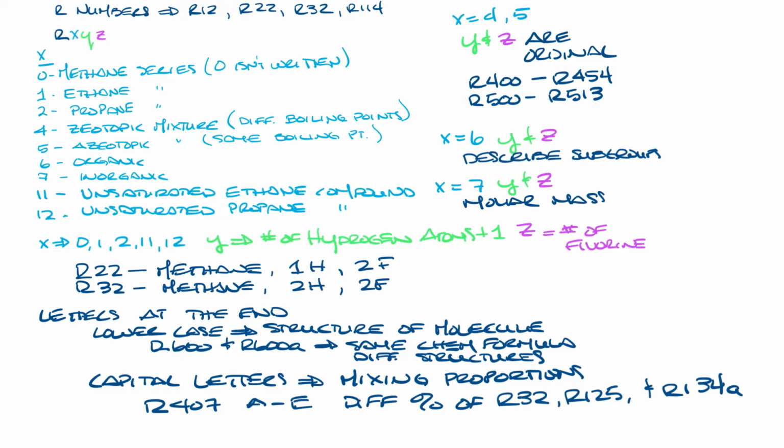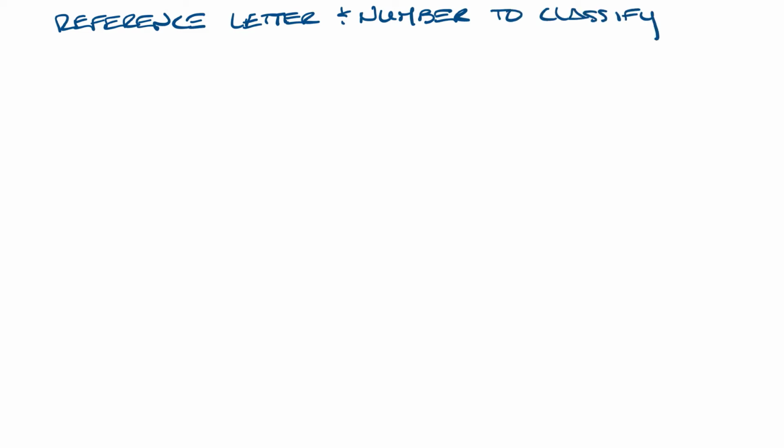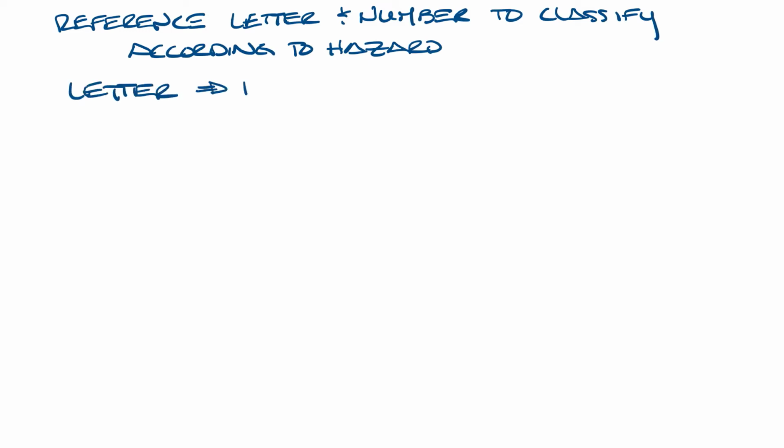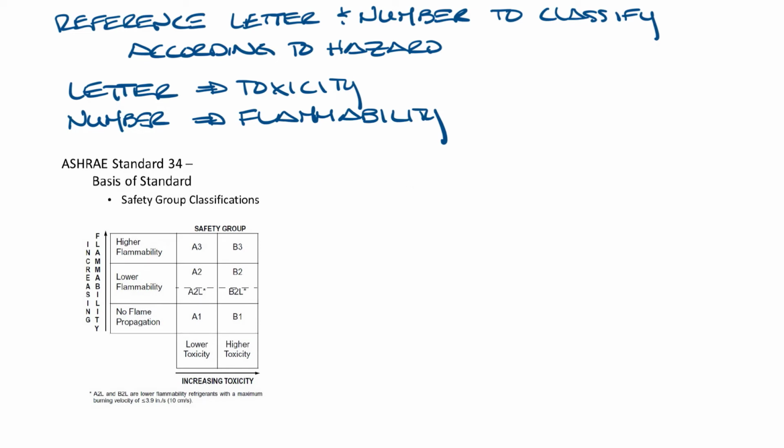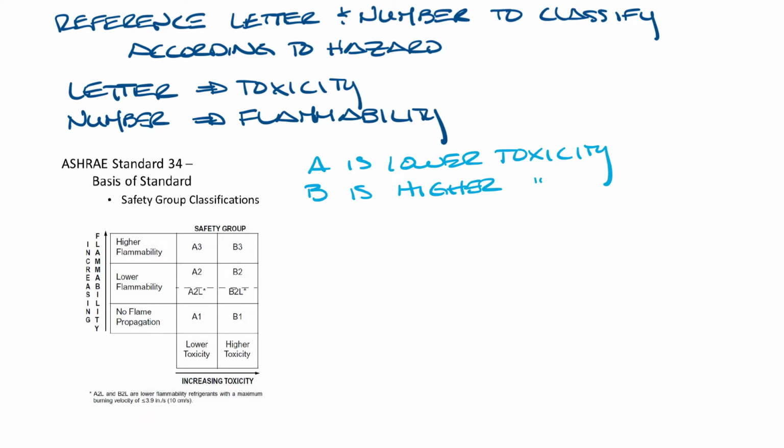Let's move all this aside so we can talk about safety classifications. ASHRAE 34 also assigns an identifying reference letter and number to each refrigerant to classify it according to the hazard involved in its use. The capital letter designates a toxicity class based on allowable exposure, and the number denotes flammability. The table looks like this. A is lower toxicity and B is higher. Then there are 3 numbers for flammability.